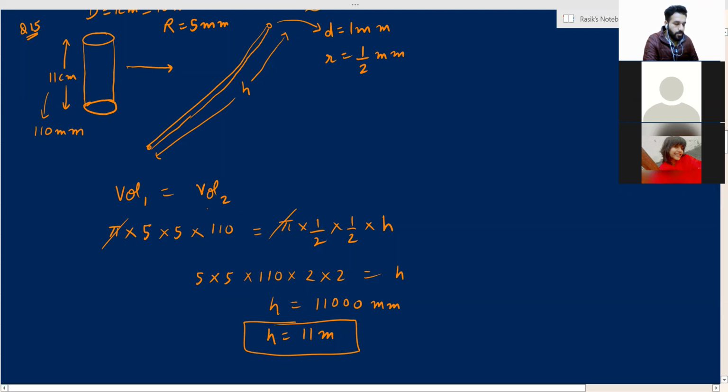This time we are changing the shape of a cube into a wire. So again, the volume of the two shapes will remain the same, but this time, for the volume of the cube, you will use the formula side cube. Start doing it. Question 16 and post your answer in the group.